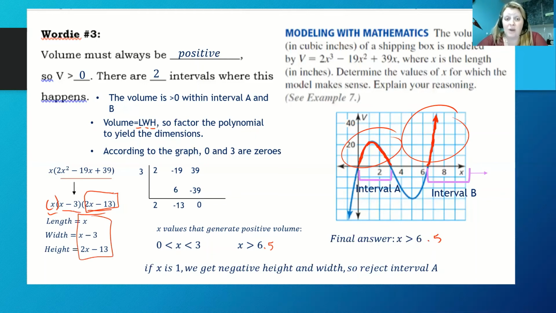And if you don't factor the problem, you're not going to know the dimensions that you need to check. So that's why I always tell my students with volume problems, you want to factor. So we're not going to use the quadratic formula for this because that doesn't really help us factor. We're going to use synthetic division or the X method. That will help us factor.